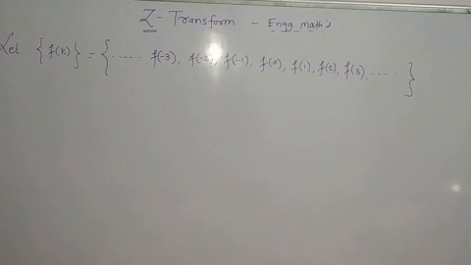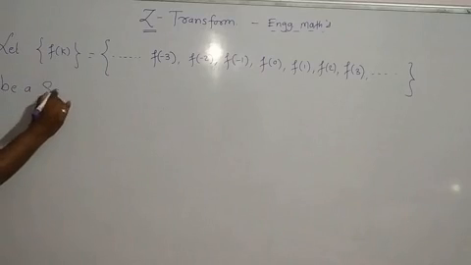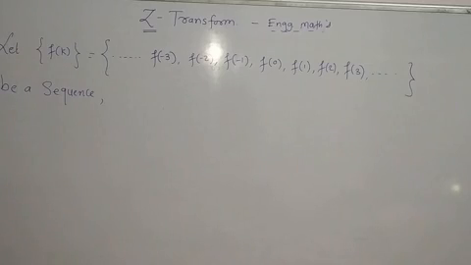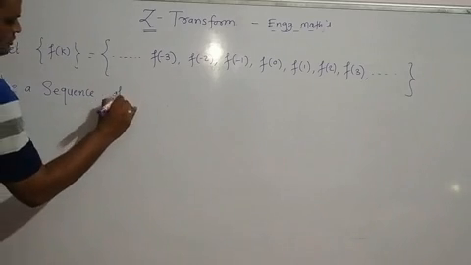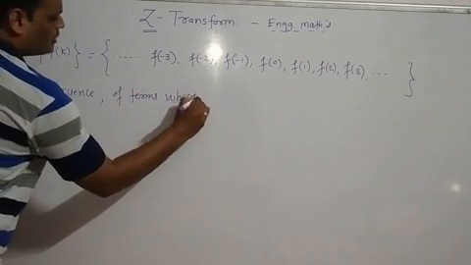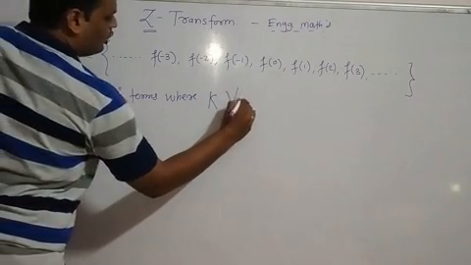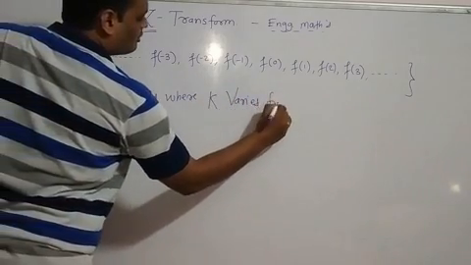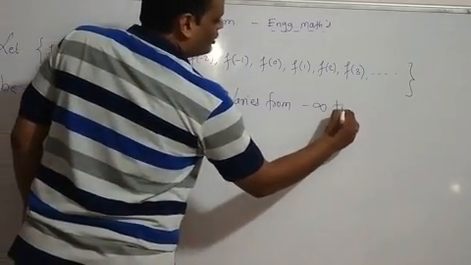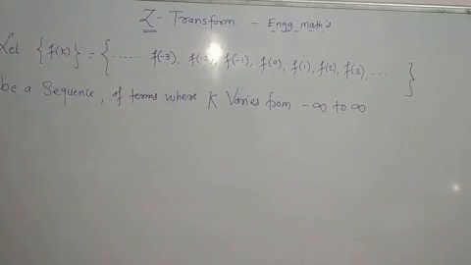Now what is this? It is a sequence. So let it be a sequence of terms where k varies from, I told you that k varies from minus infinity to plus infinity. Okay?